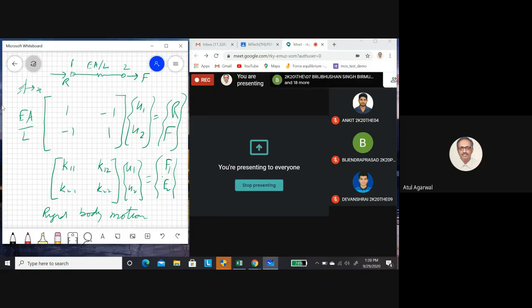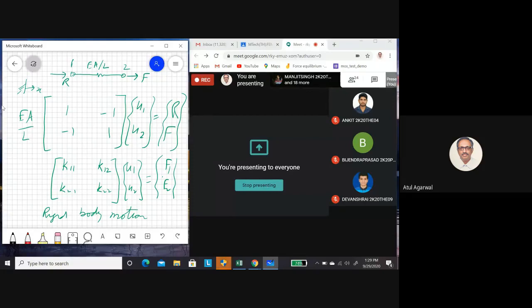If you look at this equation, top matrix, what is the value of your f if u1 is equal to u2? Zero. So this is one thing called rigid body motion check. You put rigid body motion conditions and find out whether any force is there on the nodes. So there should be 0 force.